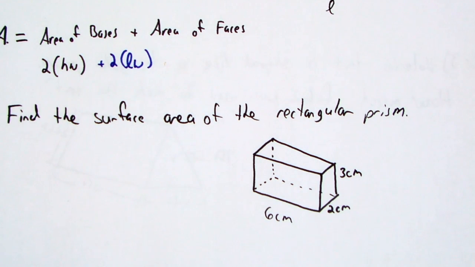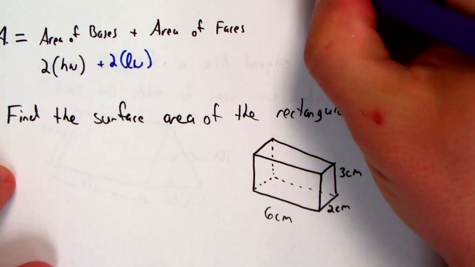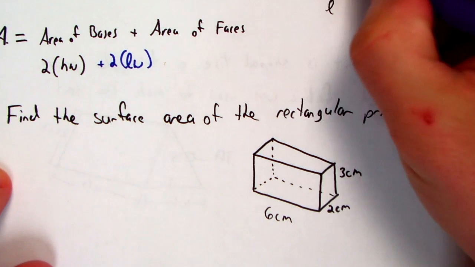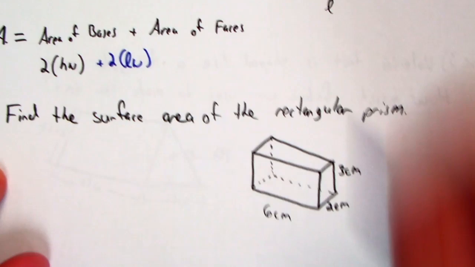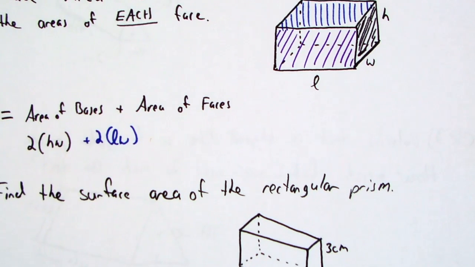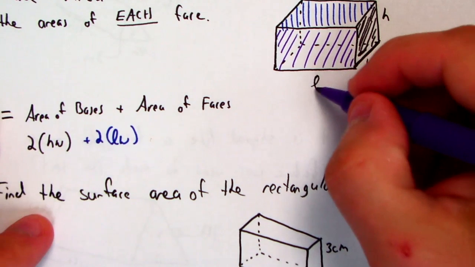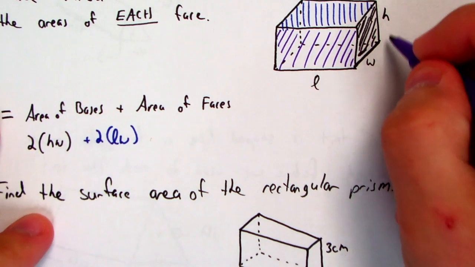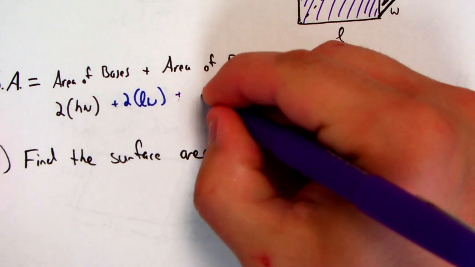And then last but not least, we're going to be looking at the last side here as well, dealing with the front. So if I grab a different color here, we're now looking at this part here. And this area is going to be this L times the height. So this is going to be plus LH, and again there are two of those.